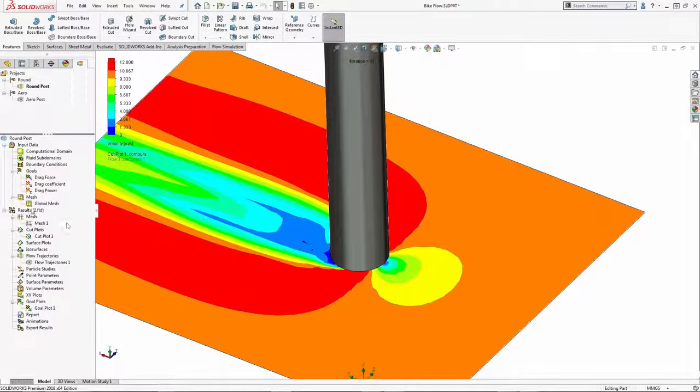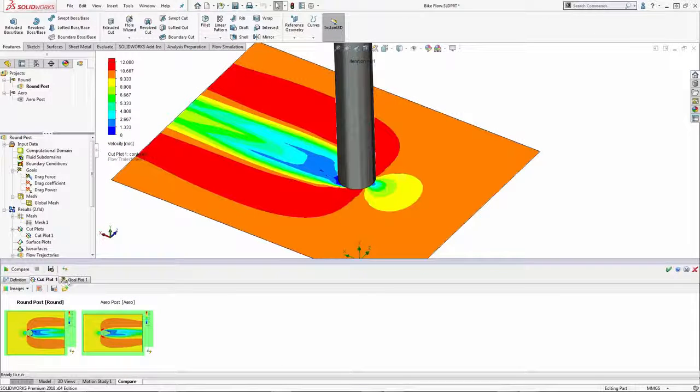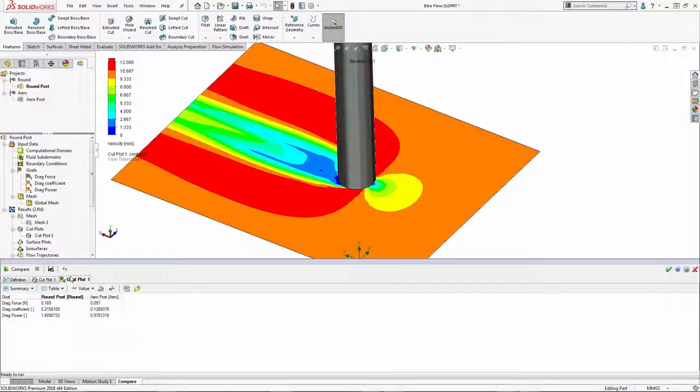What I can do next is compare the results of these two studies. I can take a look at the goal plot, and I can see the aero post requires less power to move through the air at the same velocity.